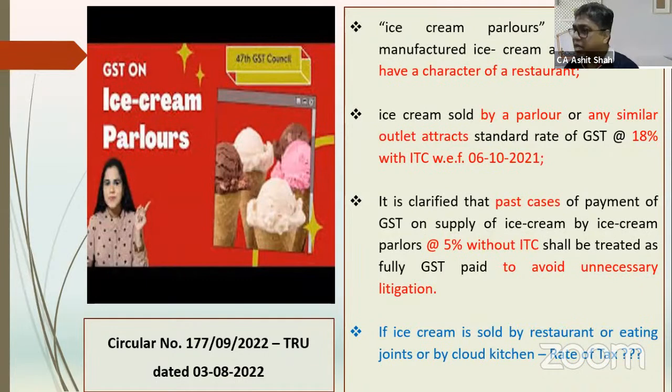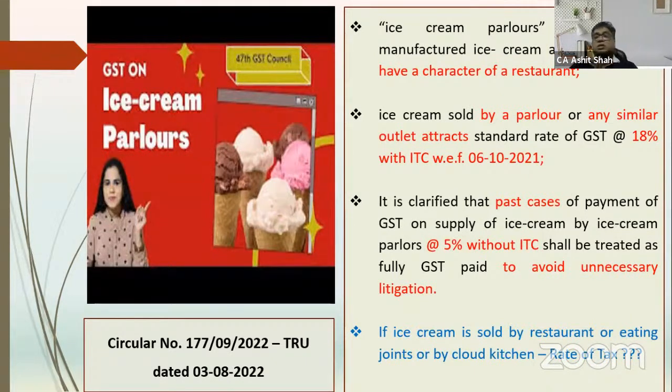So it has been clarified that in past cases, payment of GST on the supply of ice cream by ice cream parlors at the rate of 5% without ITC shall be treated as fully GST paid, to avoid unnecessary litigation and compliance issues. So it says that till 6th October 2021, if an ice cream parlor has discharged the tax liability at the rate of 5% without ITC, no problem. No further notice would be sent to them for the recovery of tax at the rate of 18%, and this kind of relaxation has been provided.